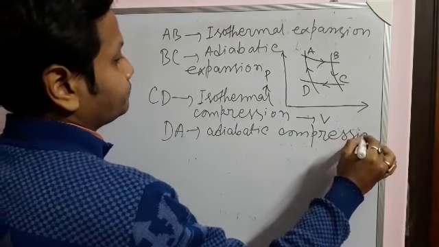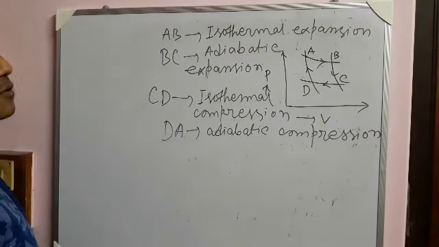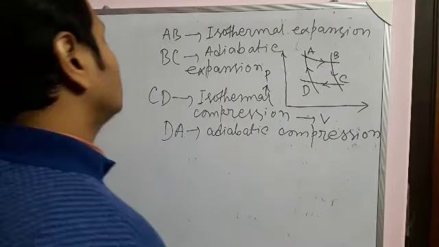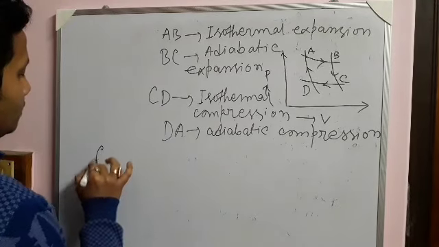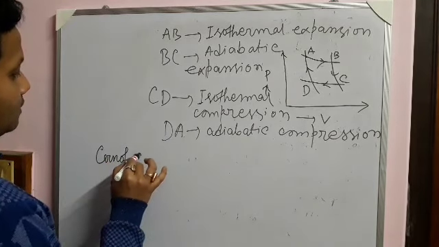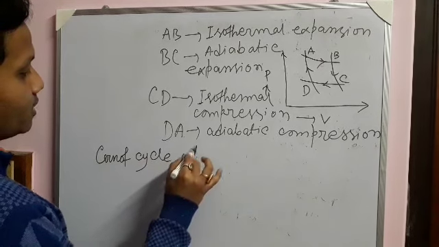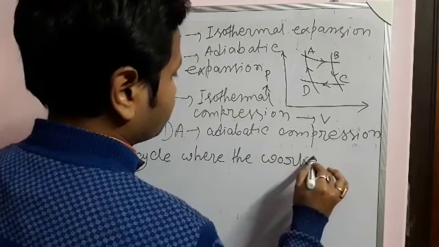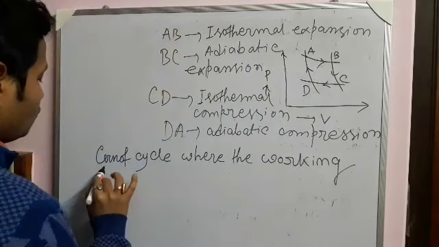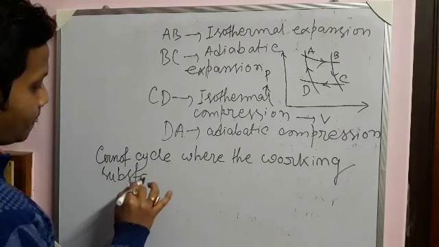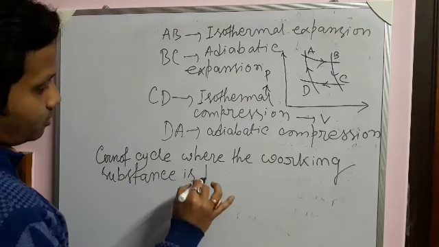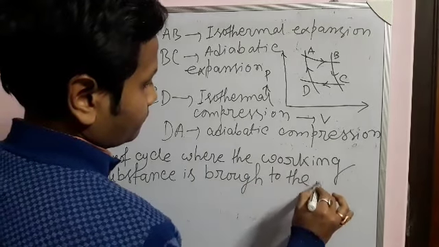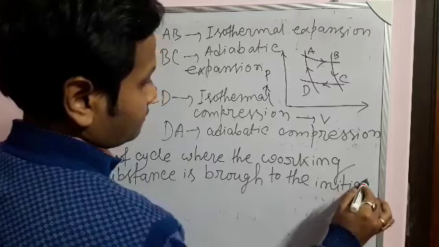So these are the four steps through which the working substance is brought to the initial condition. This complete cycle is known as the Carnot cycle, where the working substance is brought to the initial state.